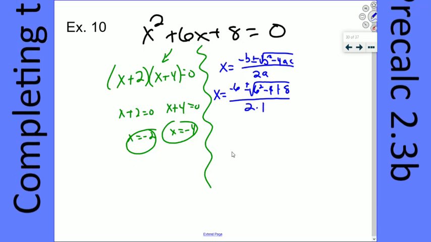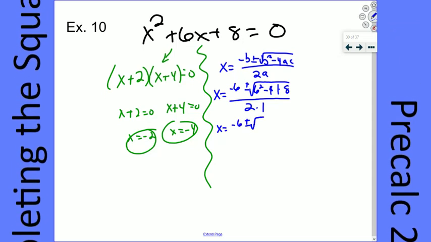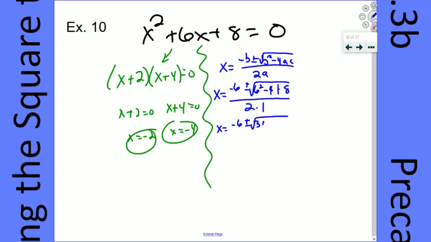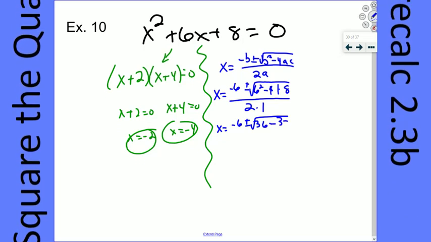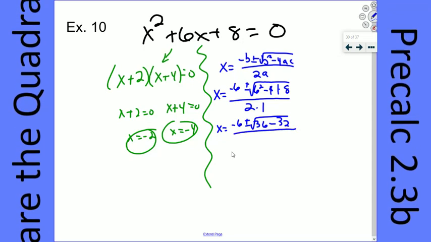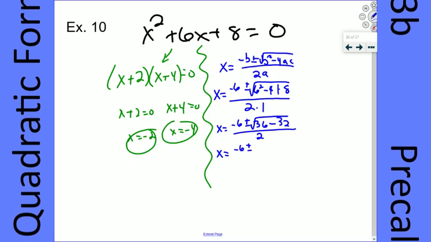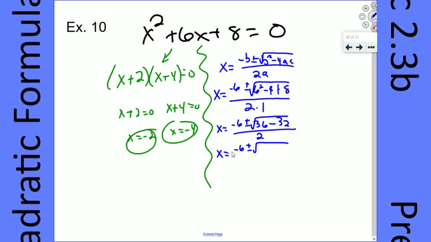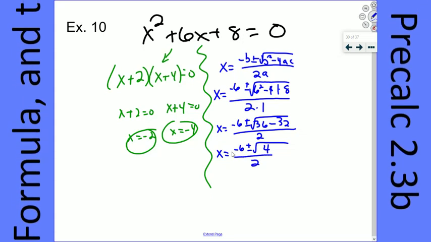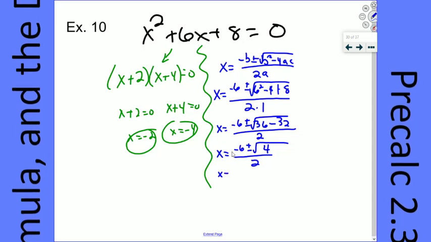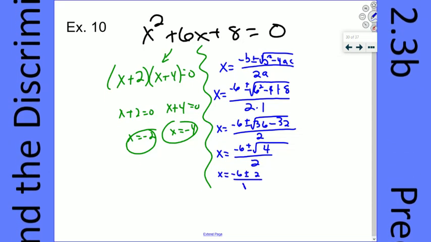All right, so let's simplify a little bit. We get that x equals negative 6 plus or minus the square root of 6 squared, which is 36, minus 4 times 1 times 8. 4 times 8 is 32, all over 2 times 1, which is 2. Let's keep simplifying. Negative 6 plus or minus the square root of 36 minus 32, which is 4, over 2. Square root of 4 is 2, so we have x equals negative 6 plus or minus 2 over 2.